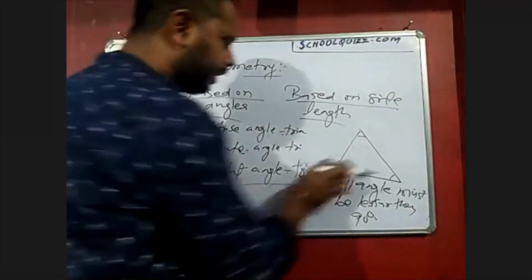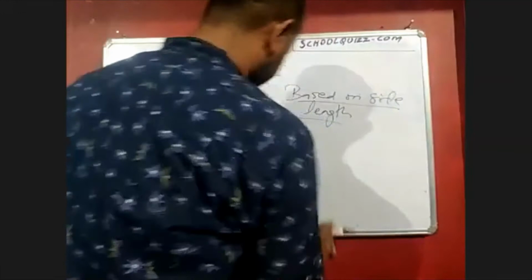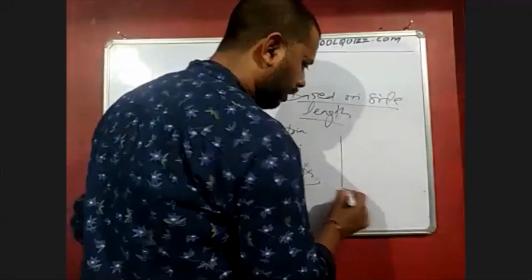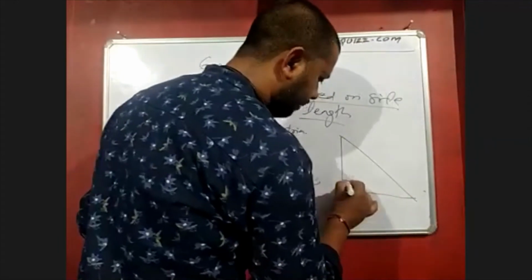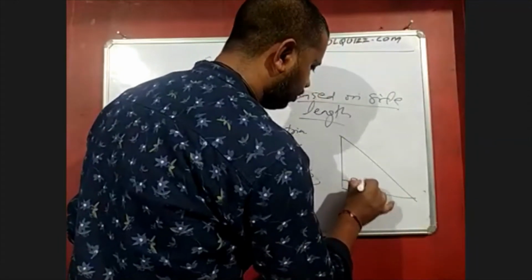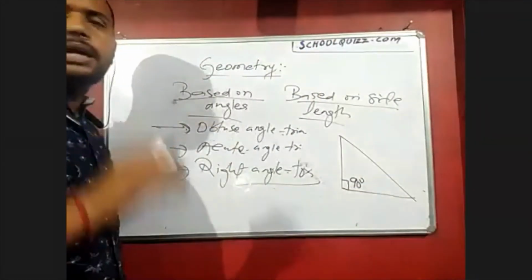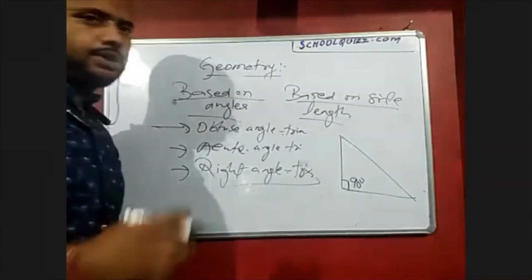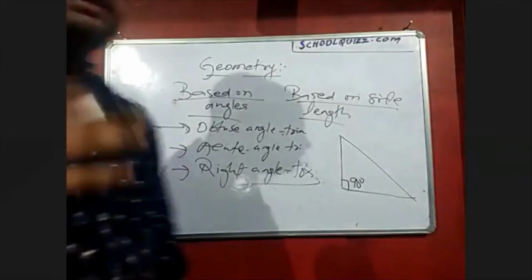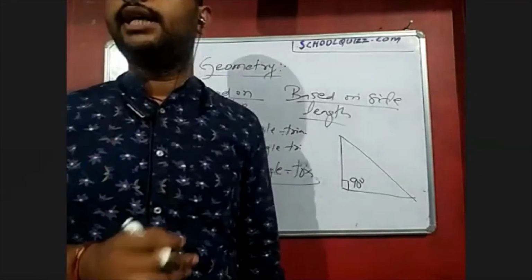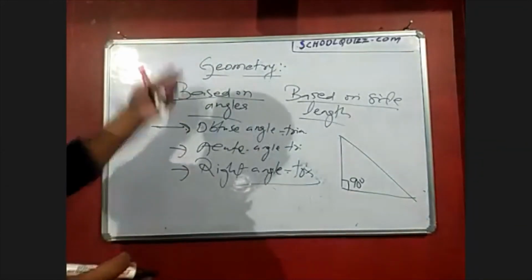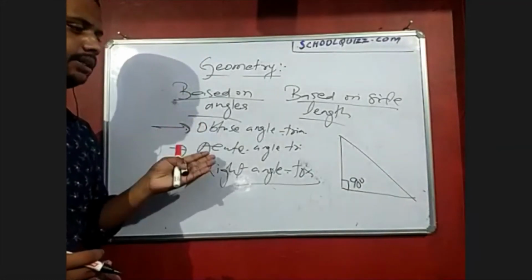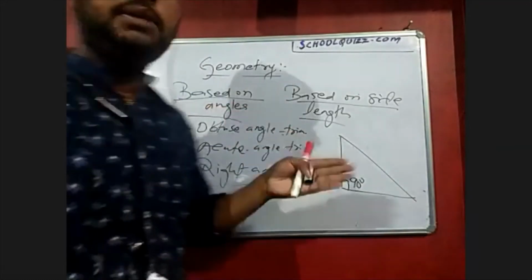Now the third one is called the right angle triangle. What is a right angle triangle? It means one angle must be 90 degrees. Any one angle can be 90 degrees, then we can call it a right angle triangle. So these are the types of triangles based on angles.